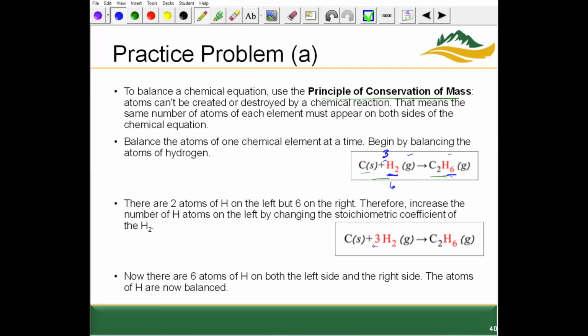So now we've added this coefficient here, and we can work on carbon. There's 1 carbon here and 2 here. So we can add in a 2 coefficient, a 2 molar coefficient. So there's 2 carbons and 2 carbons.